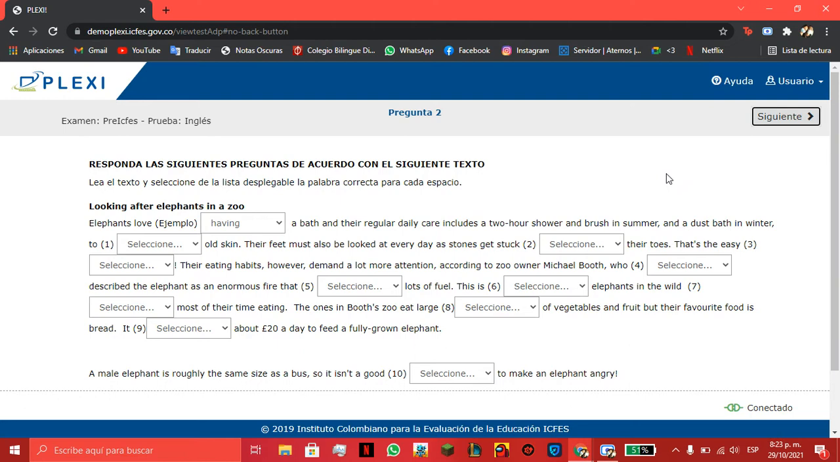And the second one, we need to read the text and fill in the gaps with the right answer to make the text coherent. So, looking after elephants in a zoo. Elephants love example having a bath and the regular daily cares includes a 2-hour shower and brush in summer and a dust bath in winter. 2.